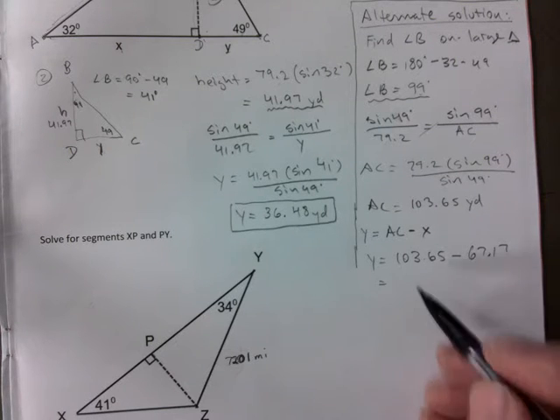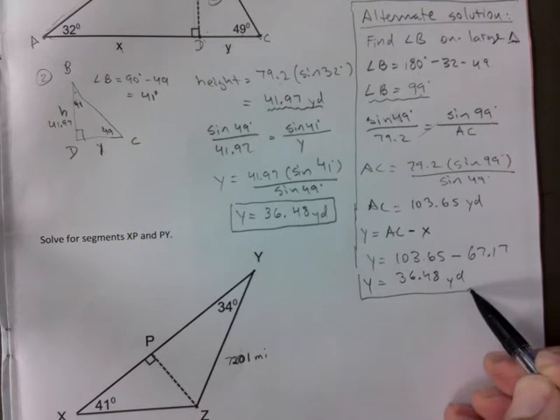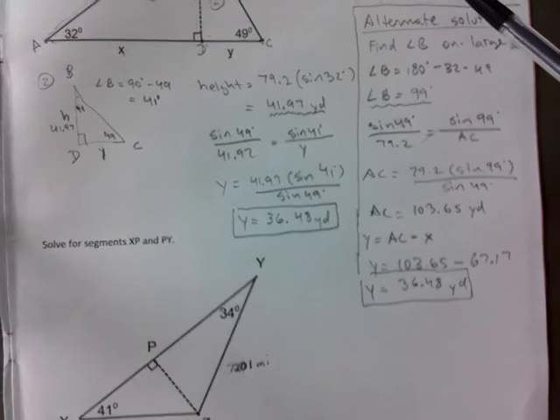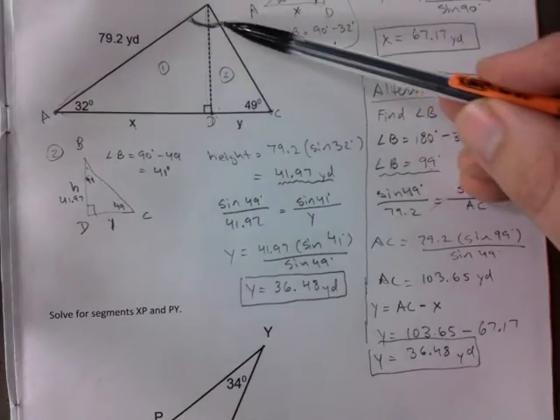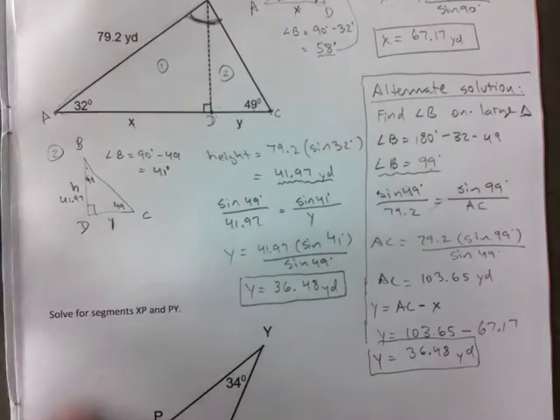36.48, just like we expected, right? So yes, everything can be done in various ways as long as you make sure you keep things paired up correctly and you do it right. For example, if you went sine of 99 over 6717, like if you went right 99 and then just used x as the side across from it, that's a mistake, right?